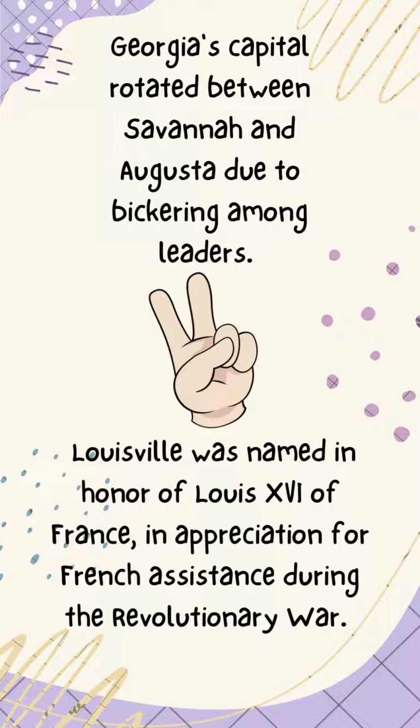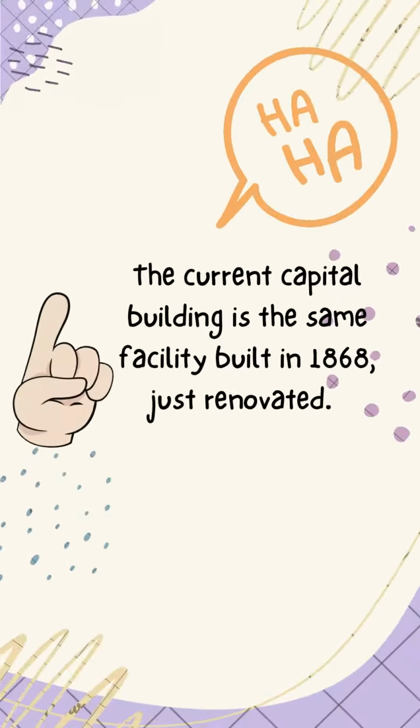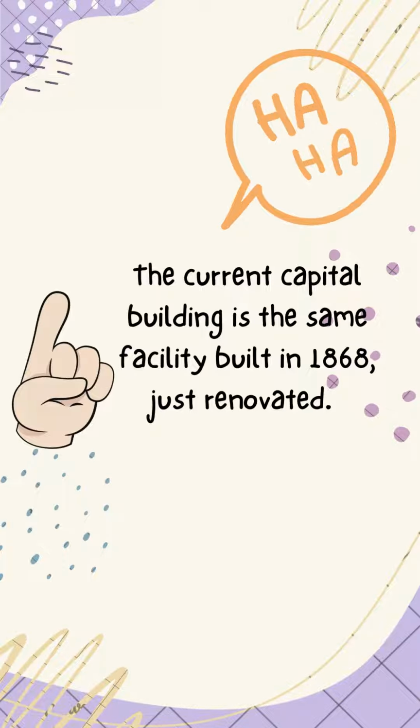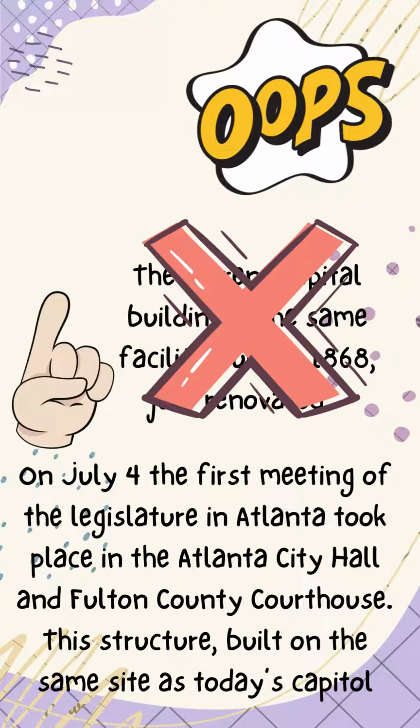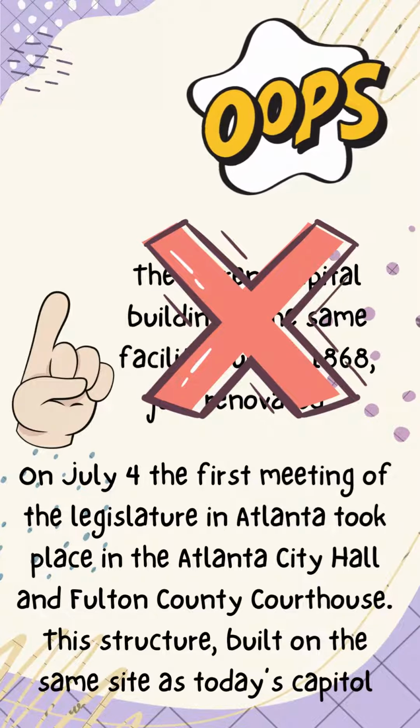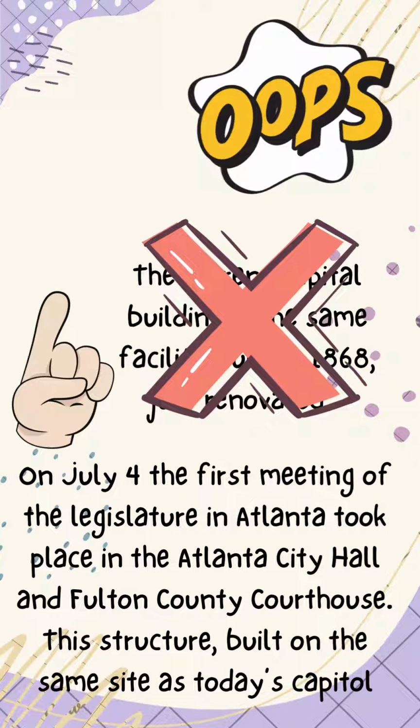The two truths, my friends, are about Georgia's capital rotating and about the naming of Louisville. The lie, everybody, is going to be the current Capitol building is the same facility built in 1868, just renovated. So, how is that a lie? Well, on July 4th, the first meeting of the legislature in Atlanta took place in the Atlanta City Hall and Fulton County Courthouse. This structure was built on the same site as today's Capitol, but is not, in fact, the same building.